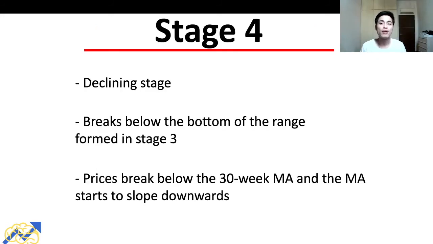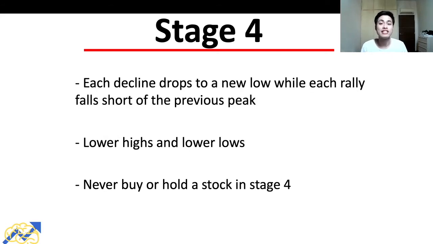The last stage in Stan Weinstein's stage analysis is stage 4. It is also known as the declining stage. Prices break below the bottom of the range formed in stage 3. On top of breaking below the range formed in stage 3, prices also break below the 30-week moving average, and the moving average also starts to slope downwards. And as prices decline in stage 4, each decline drops to a new low, while each rally falls short of the previous peak. In other words, in stage 4, we see prices forming lower highs and lower lows.